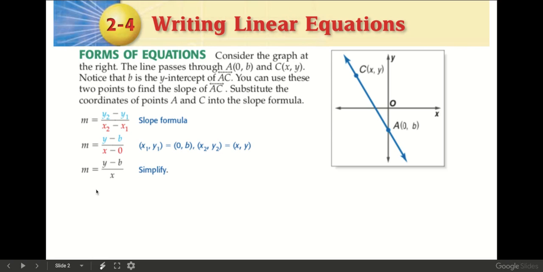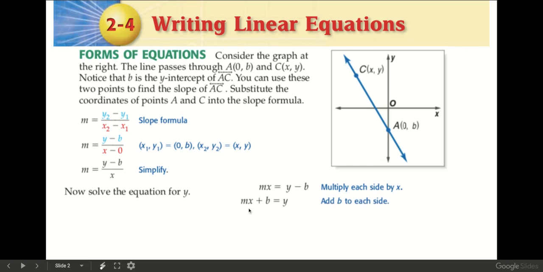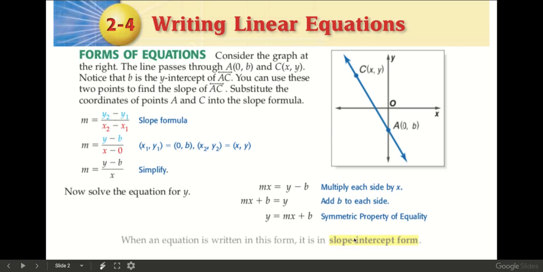So if I had this equation here, I have lots of variables. But if I were to take this equation and solve it for y, you might see something interesting. If I multiply both sides by x, it would give me mx equals y minus b. And then if I added b to both sides, it would give me mx plus b equals y. Now this might start to look familiar. And if I use the symmetric property of equality, I can just switch the two sides of the equation. This would tell me that y equals mx plus b. And this should look familiar. This is known as slope-intercept form.